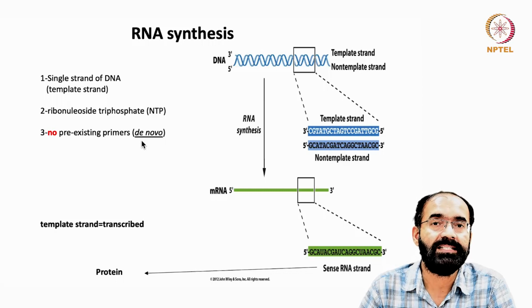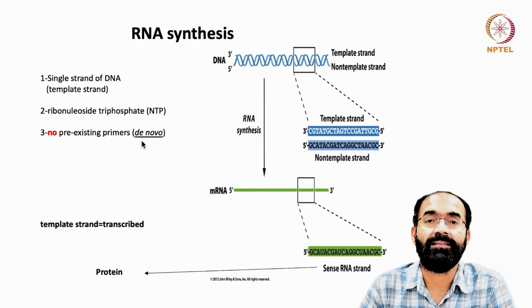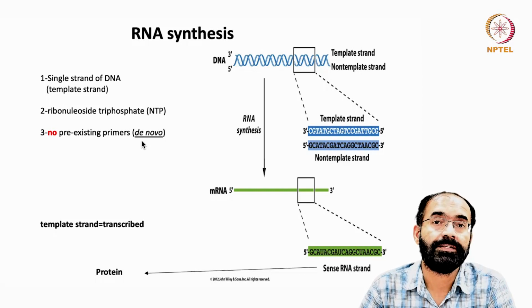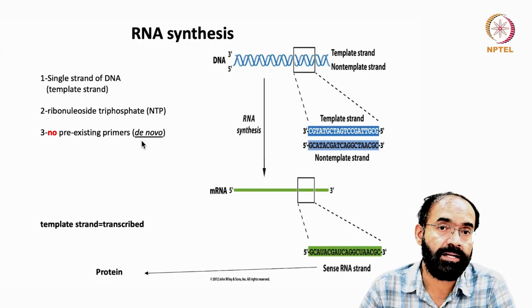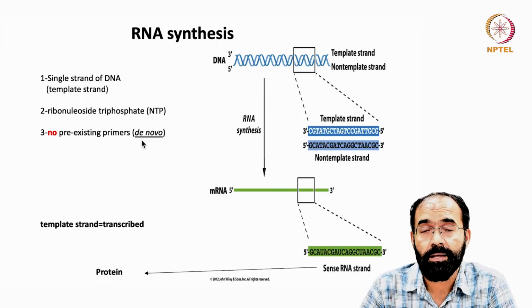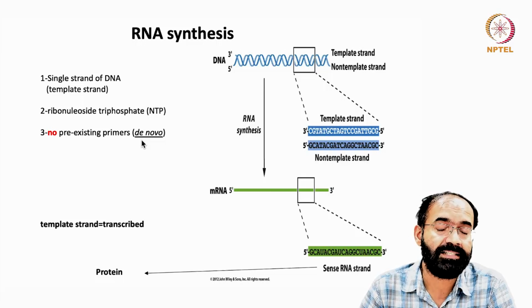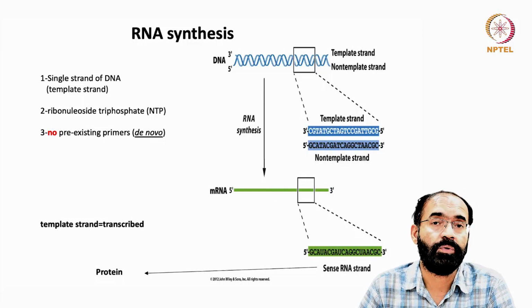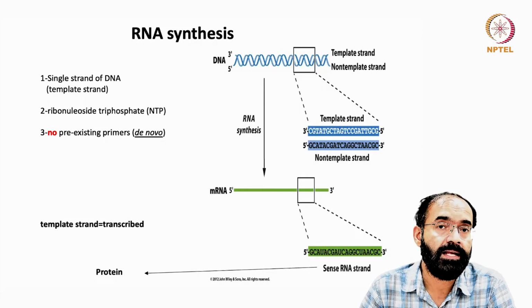For a DNA synthesis to take place, you need to have an RNA primer, which is an indicator of the RNA world hypothesis. We have discussed the RNA world hypothesis. For a DNA to start replication, every time you need to have a small RNA primer to initiate the DNA replication.